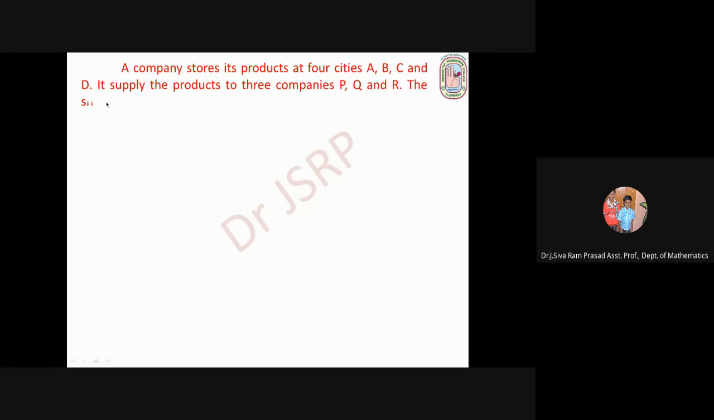So write this problem. A company stores its products at 4 cities, A, B, C, and D, to supply the products to 3 companies, P, Q, and R. The shipping costs per ton in 100 rupees are given below.